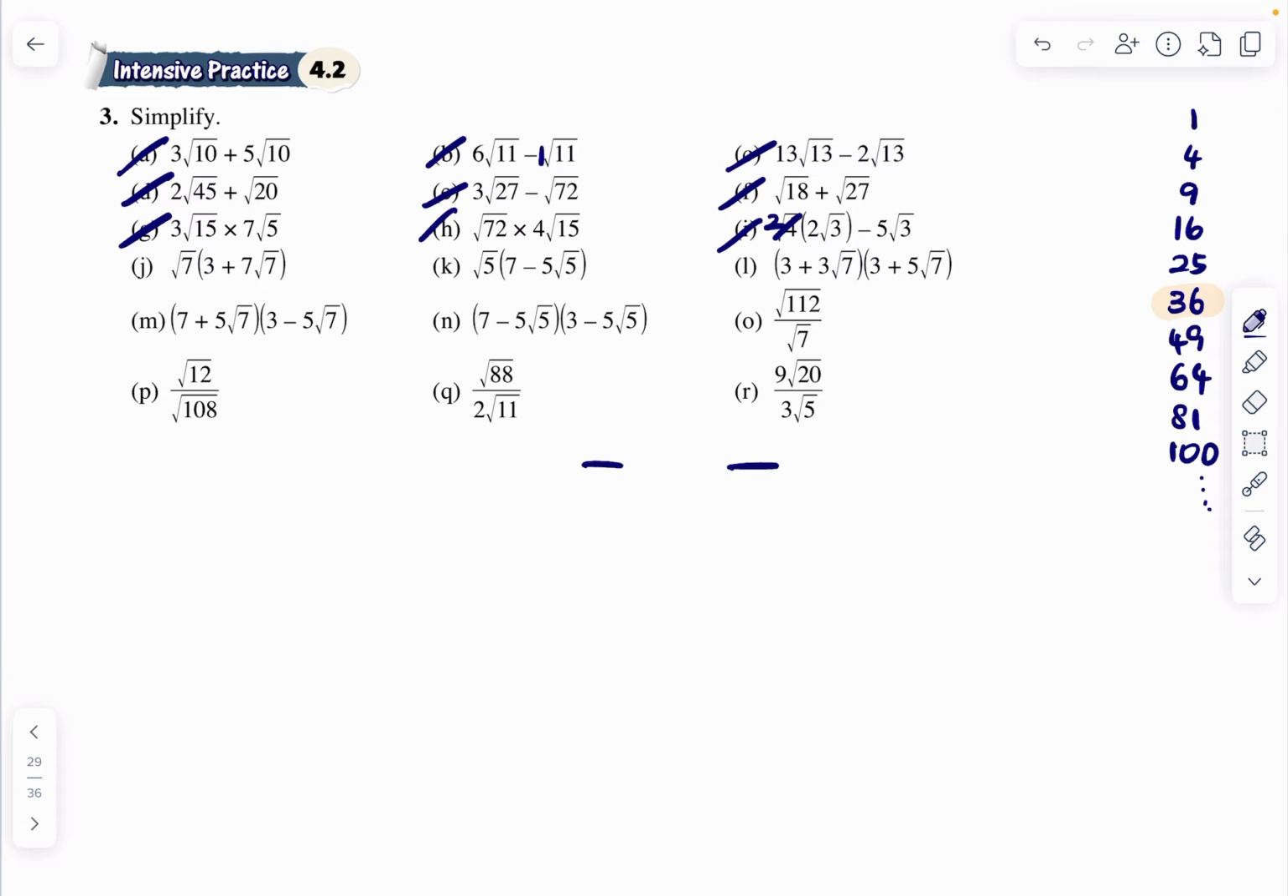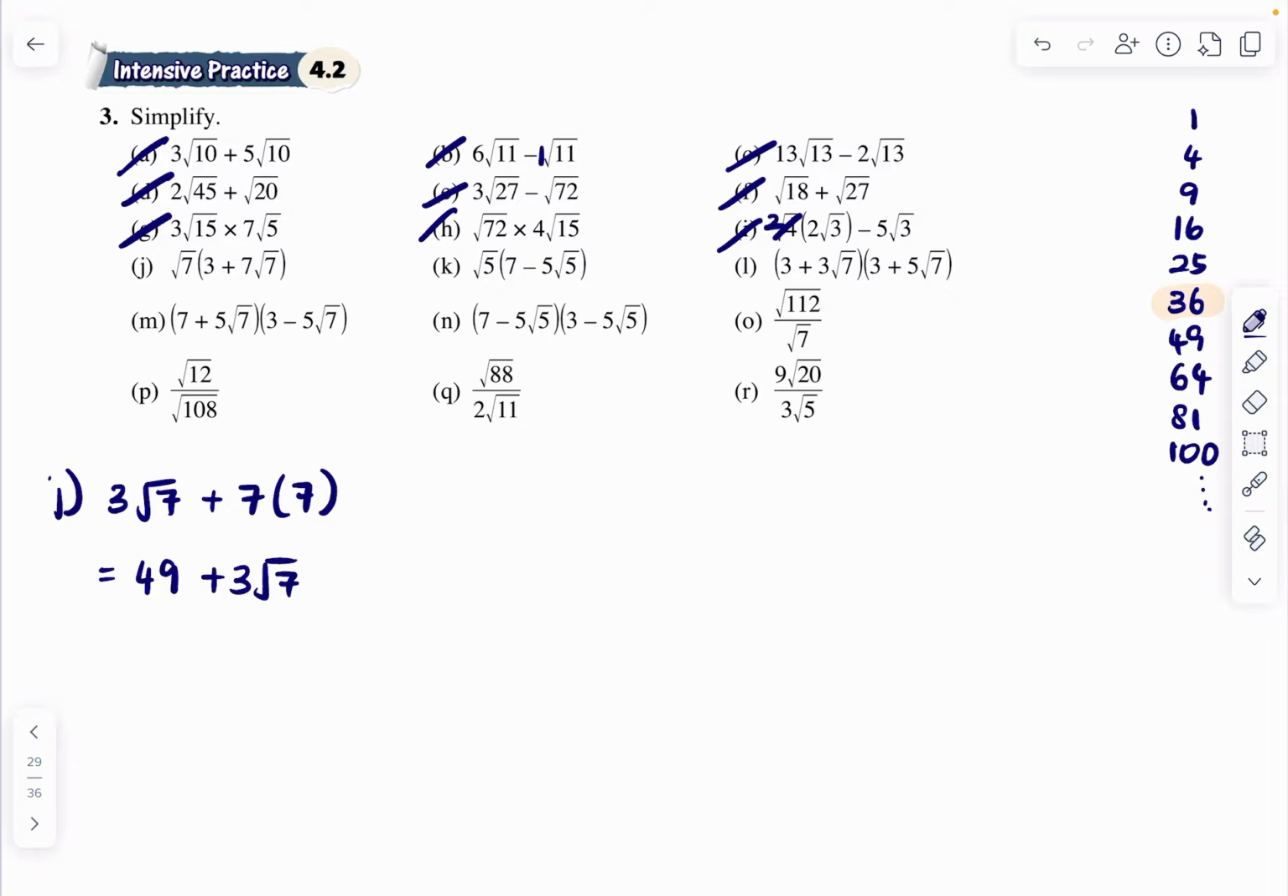So done. Few more. Let's look at J. So J, we have 7 belonging to this whole thing, so we have to expand. So you can say 3 surd 7. Then we have 7 surd 7 times 7 surd 7. So surd 7 will become 7. So we can say 7 times 7. So 7 times 7 is 49 plus 3 surd 7.